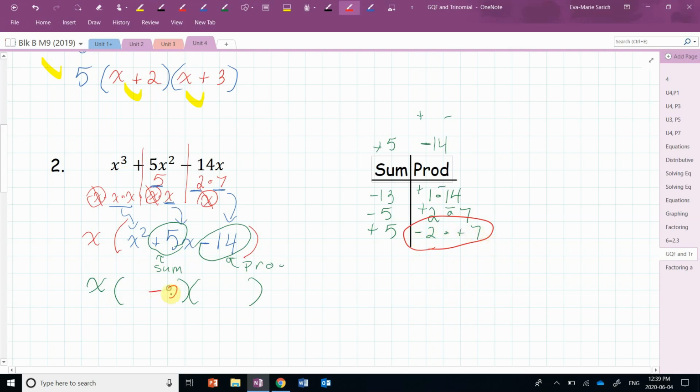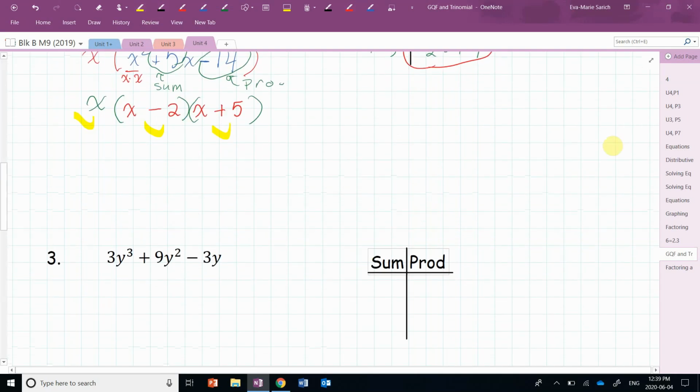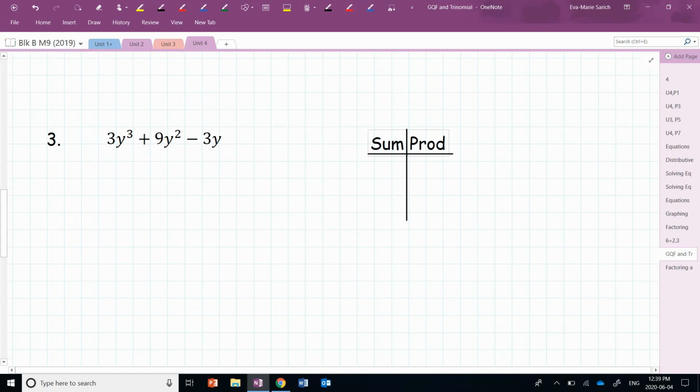So negative 2 and positive 5. And then we just go to the first term here, and it's x squared, which comes from x times x. So the first term of each binomial is going to be 1 of each of those x's. Okay, again, 1 mark for our GCF, 1 mark for each binomial being correct. Okay, let's move on to a third example.